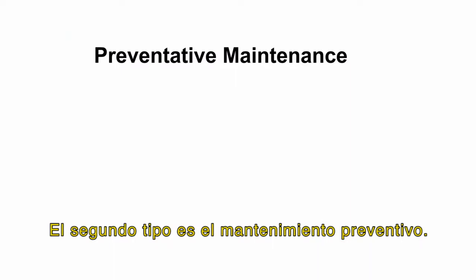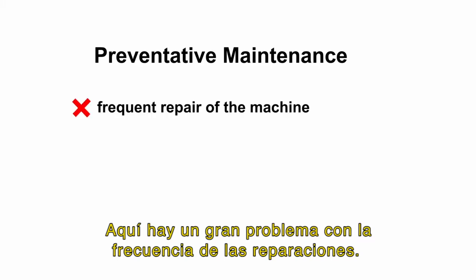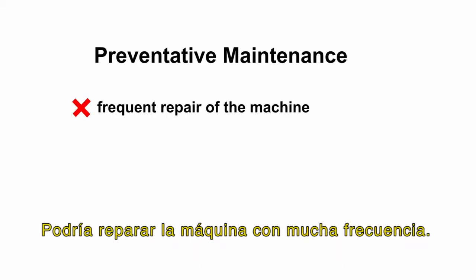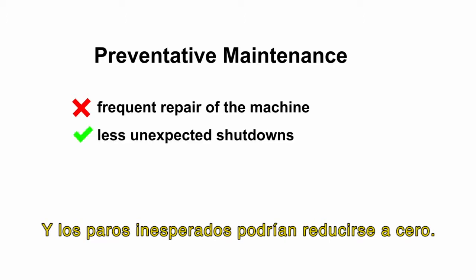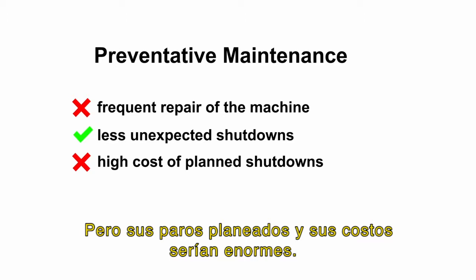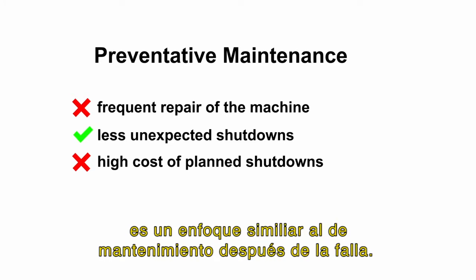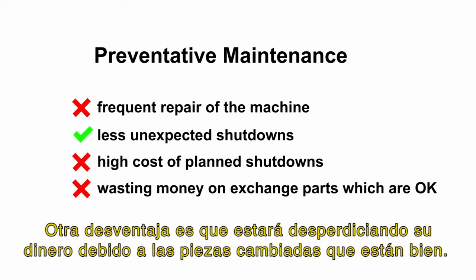The second type of maintenance is preventative maintenance. Repairs are done at predetermined intervals regardless of the actual condition. Here is a big problem with the repair frequency. You could repair the machine very frequently, and your unexpected shutdowns could be reduced to near zero. But your planned shutdowns and the costs would of course be enormous. On the other hand, very low repair frequency is a similar approach to maintenance after failure. Another disadvantage is that you are wasting your money because of the exchange parts which are okay.